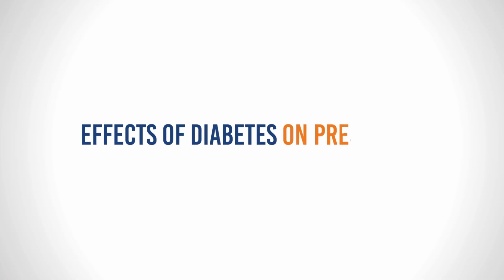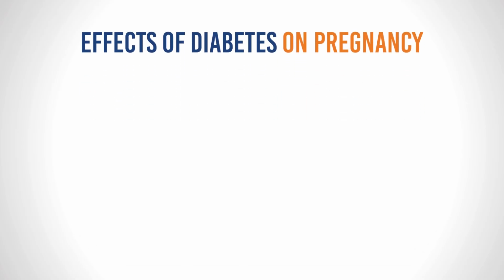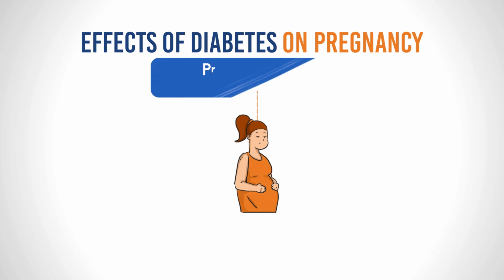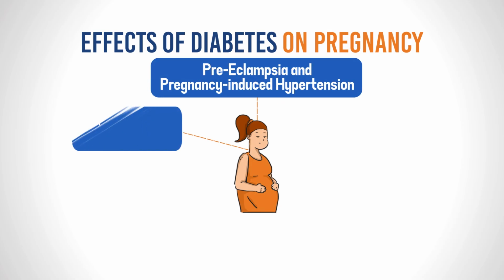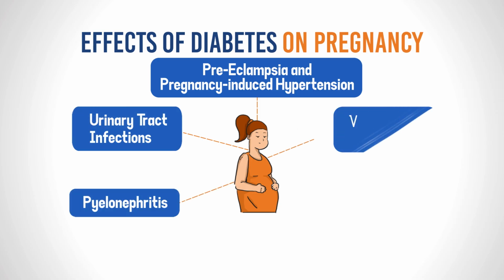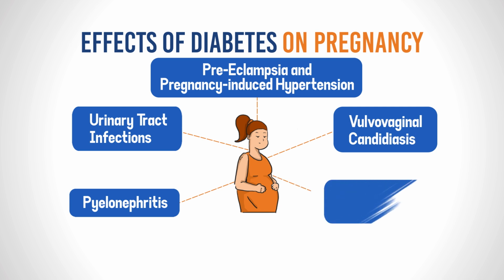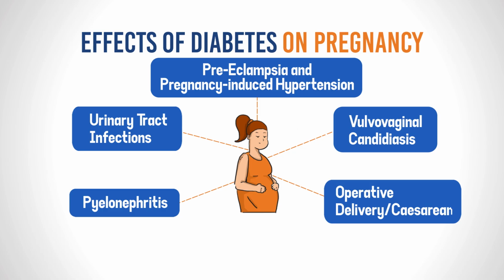Effects of diabetes on pregnancy. A pregnancy complicated by pre-existing diabetes carries an increased risk of preeclampsia, infections such as urinary tract infections, pyelonephritis, and vulvovaginal candidiasis. She is also more likely to require an assisted vaginal delivery with vacuum or forceps or undergo a cesarean section.